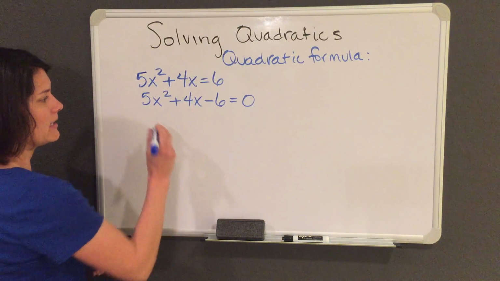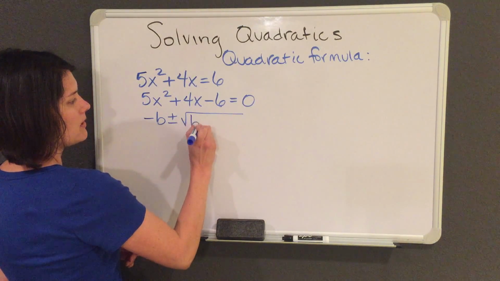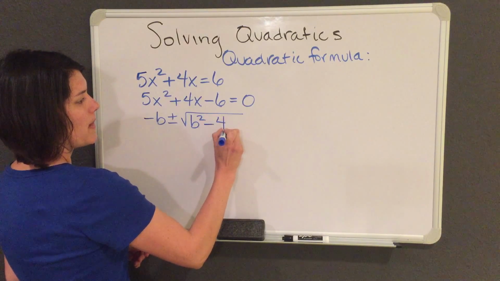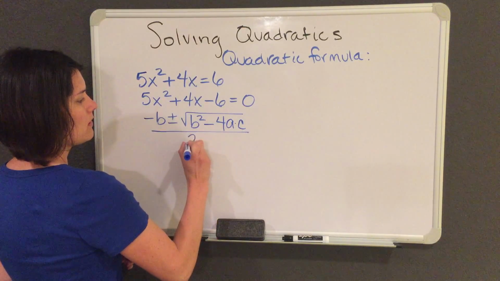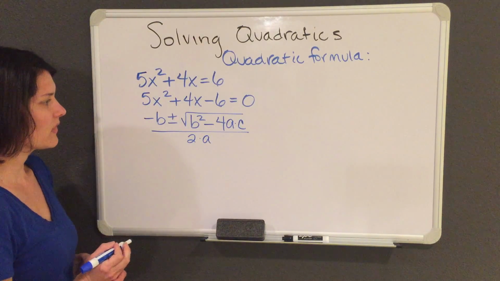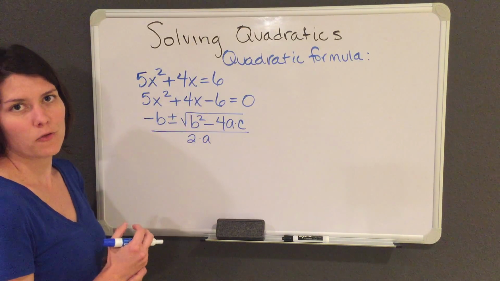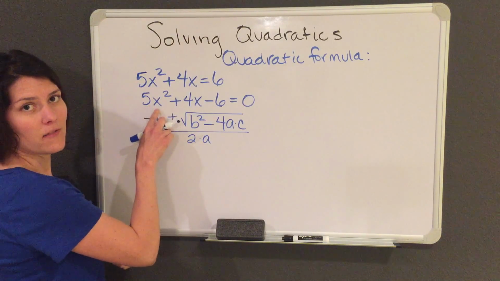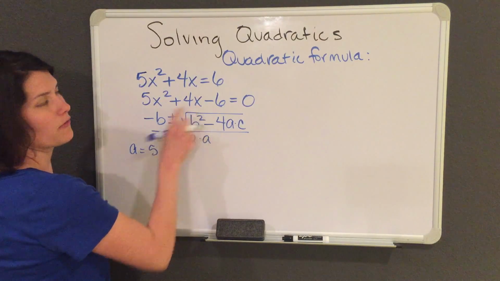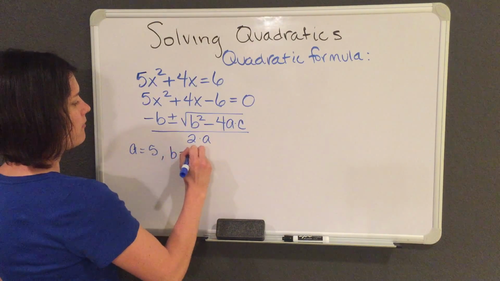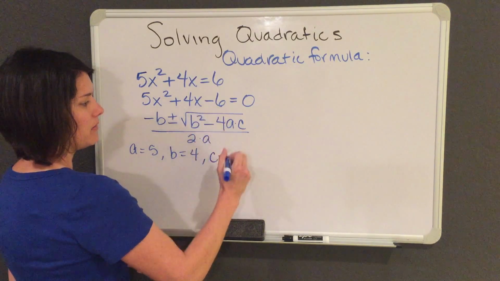The quadratic formula is negative b plus or minus the square root of b squared minus 4 times a times c, over 2 times a. To figure out what to plug into each letter, you look at your quadratic equation. A is in front of x squared, which is 5. Your b is in front of the x, which is 4. And your c is your constant, which is a negative 6.